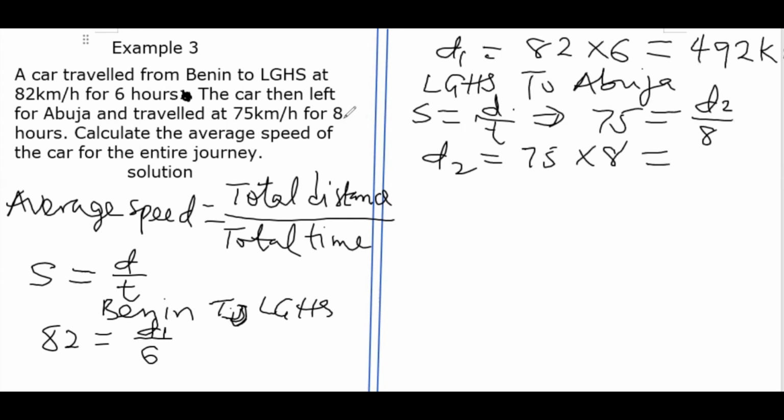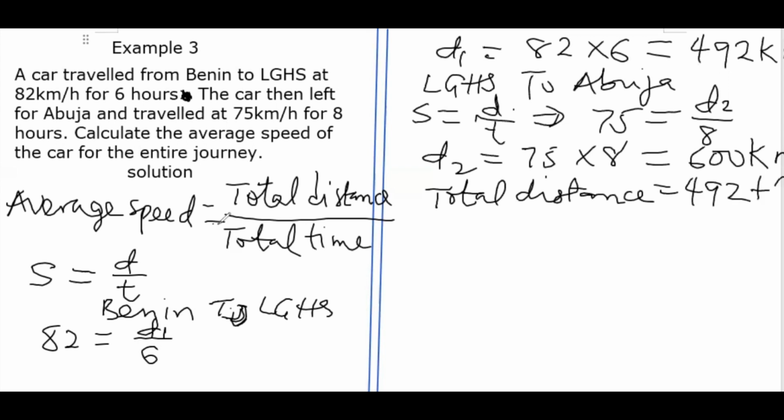And when you work that out, 75 times 8 will give 600 kilometers. So going back to our formula, the total distance is 492 plus 600. And that should give us 1092 kilometers. That is the entire distance covered, Benin to IGCSE, IGCSE to Abuja.